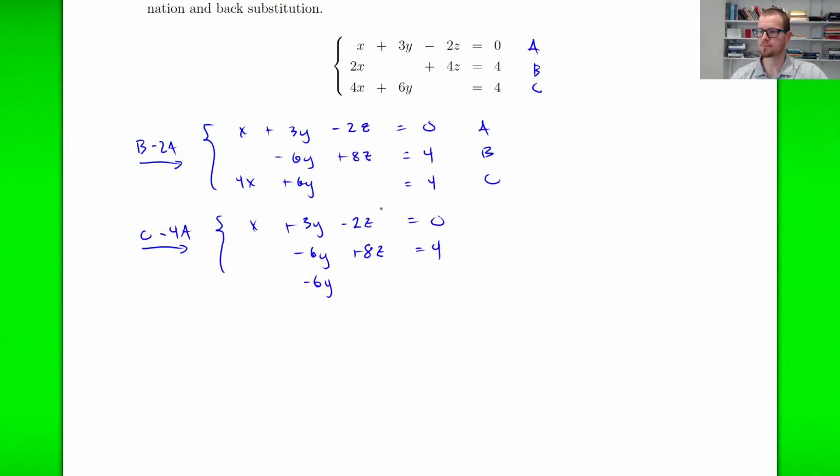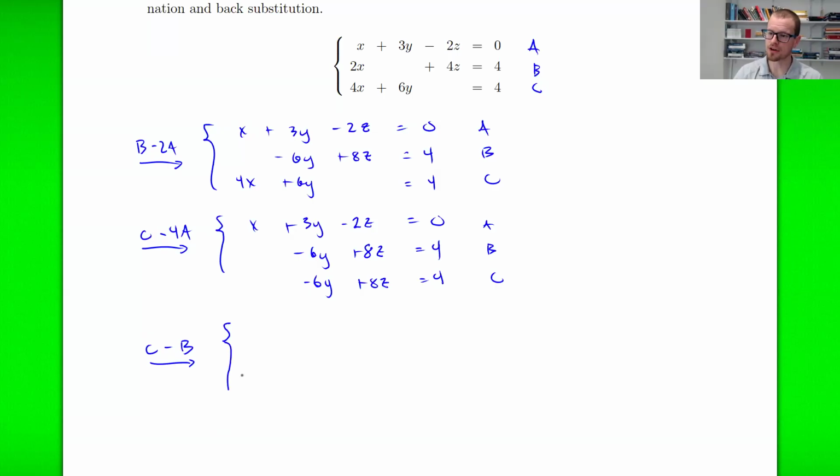We have negative 6y. And this minus 4 of those, negative 4 times a negative 2 is a positive 8. So that is a positive 8z. And this minus 4 of those is just 4. Equation A, equation B, equation C. Now, conveniently, the y's essentially match here. So I can eliminate this y by taking equation C and simply subtracting equation B.